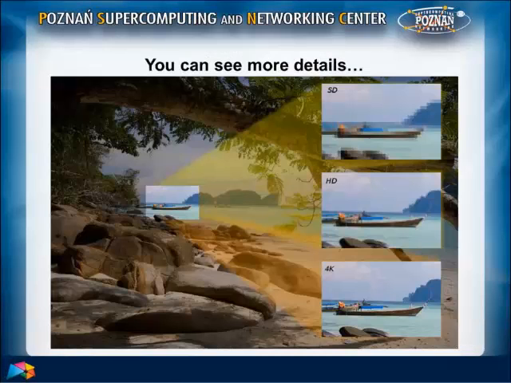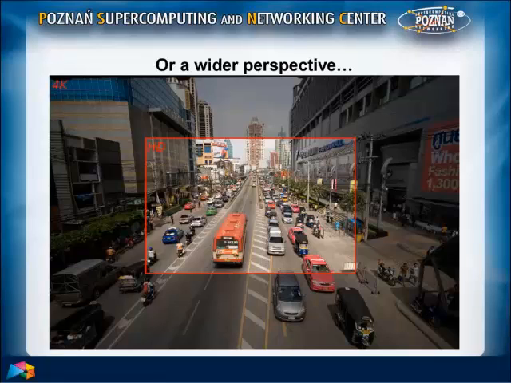Of course, the ultra high definition gives us more. We can see more details, as you can see in the comparison between standard definition, which is more or less PAL or NTSC, HD, full HD, and 4K. We can see a lot of details in 4K or ultra high definition 1. Of course, in ultra high definition 2 we can see much more, but it's very difficult to see 8K because of the lack of such installations. And 4K or ultra high definition gives us also a wider perspective. We can show more.